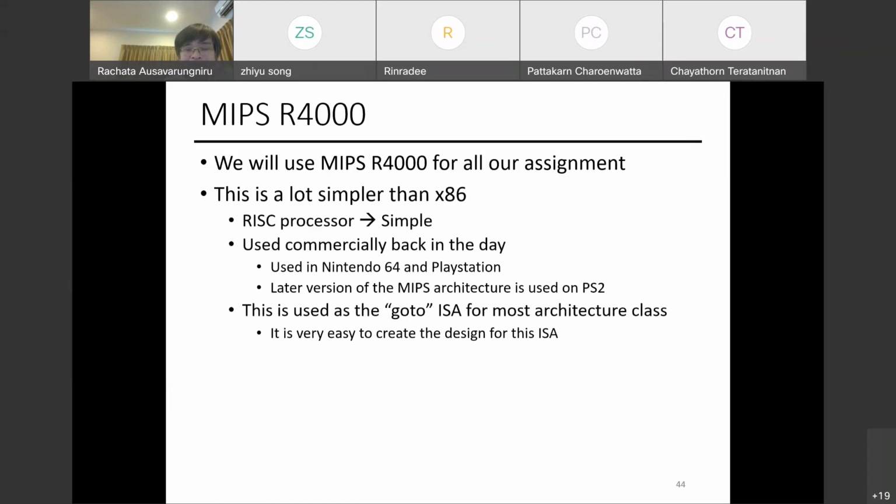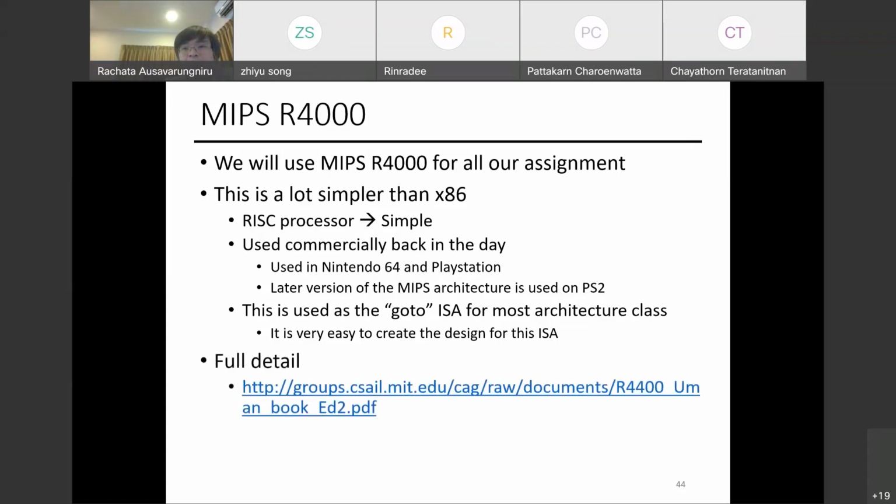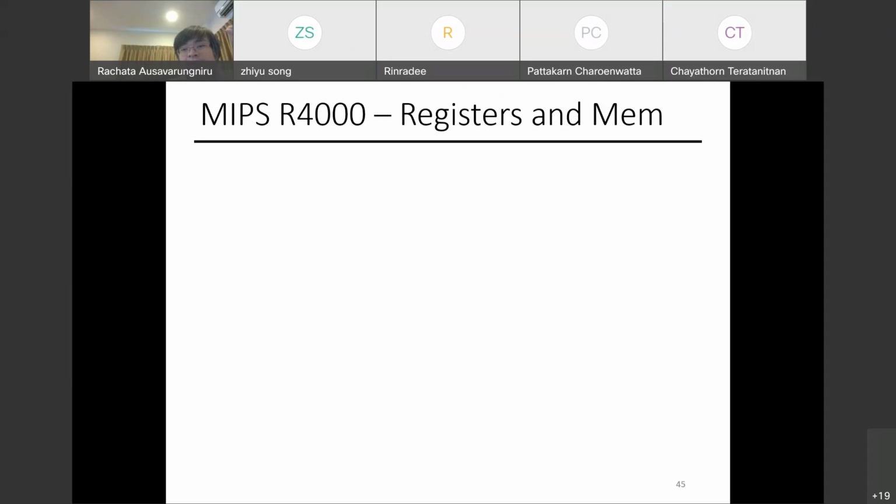And it's used commercially. It's used by PlayStation and Nintendo 64. And then the one that's used in PS2 was the next version of the MIPS architecture. Most of the architecture classes, at least in the US, including the one I took at CMU, right? We use MIPS as kind of a go-to ISA because it's easier to create a design. You can look at the detail here, but we have the in-class exercise for you to deal with.